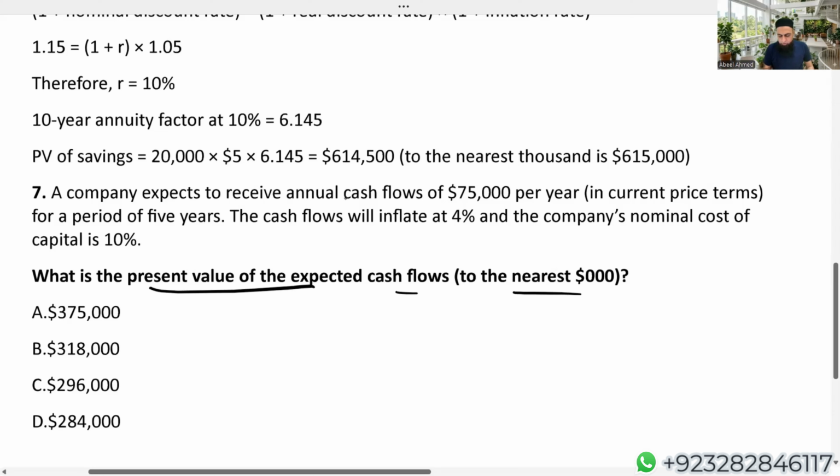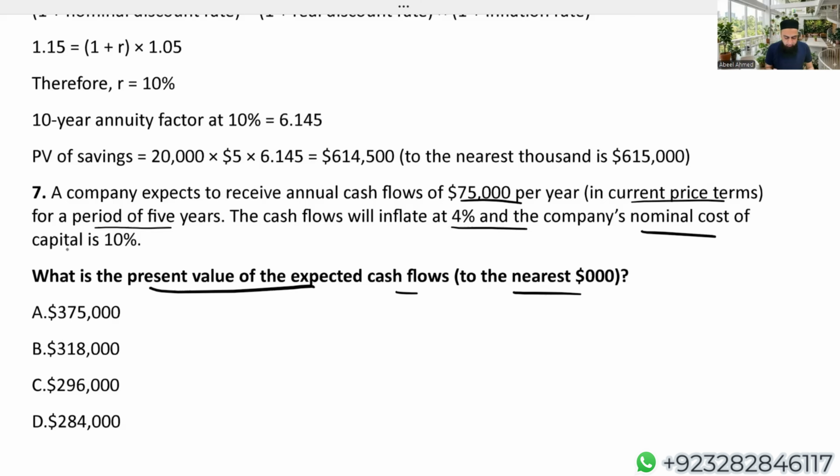Our company expects to receive annual cash flow of $75,000 per year in current price terms, meaning real terms, for a period of 5 years. Real terms means without inflation. The cash flow will inflate at 4% and the nominal cost of capital is 10%. Now it's very important: in the entire question, there's only one inflation rate.